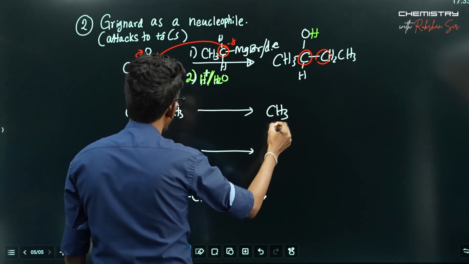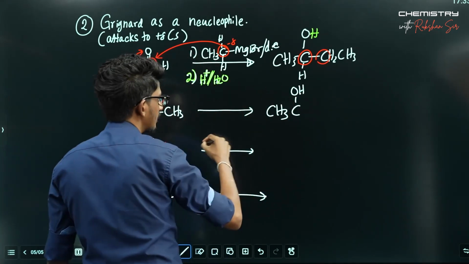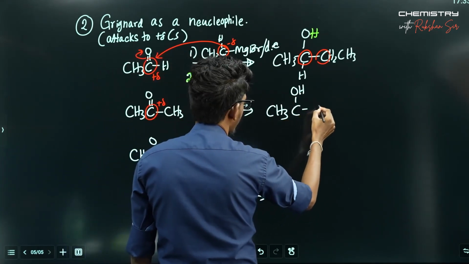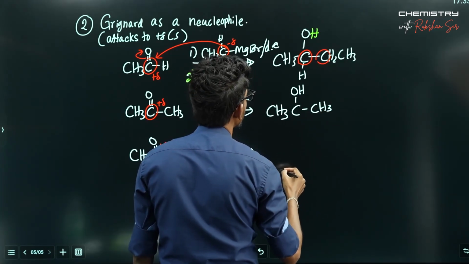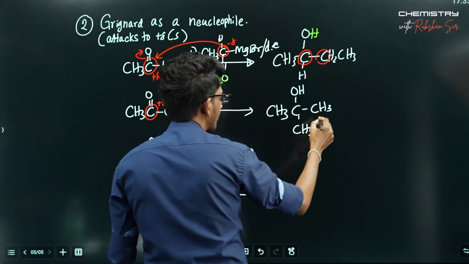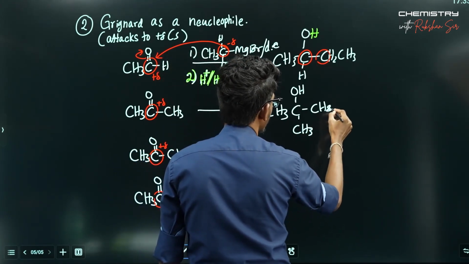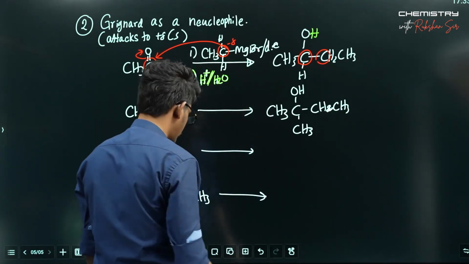So you will produce alcohols after the addition of H plus H2O. So to here the Grignard part will connect, CH2, CH3.